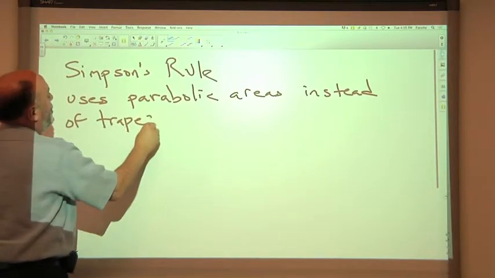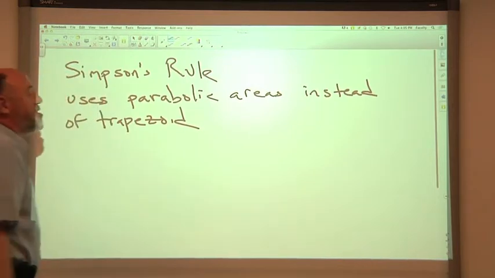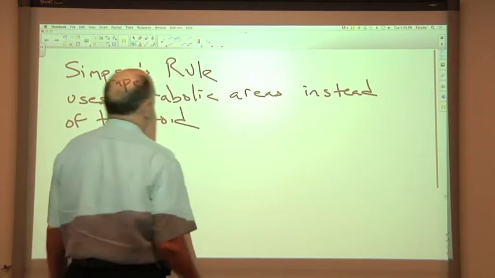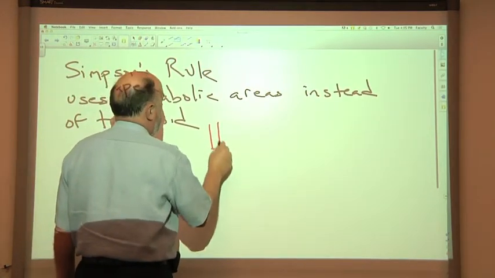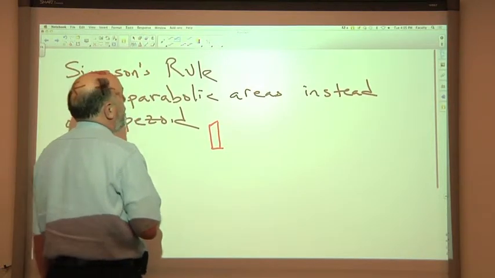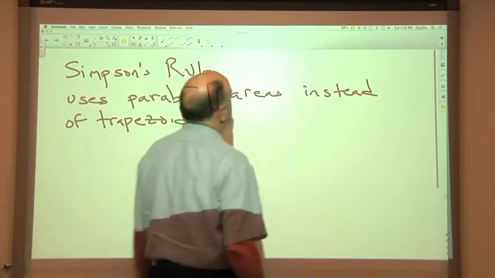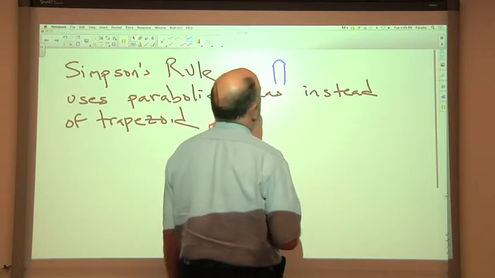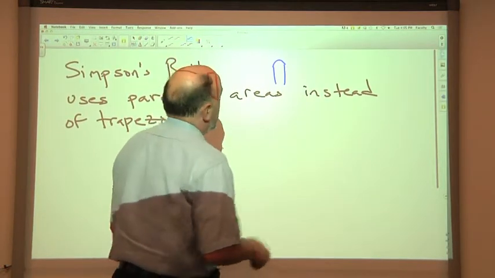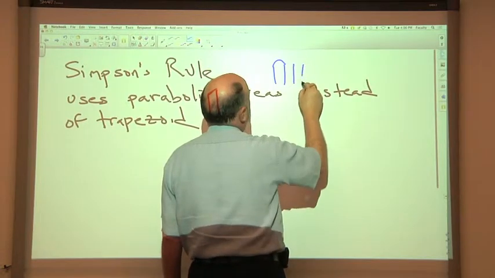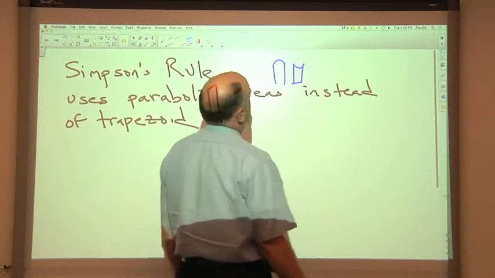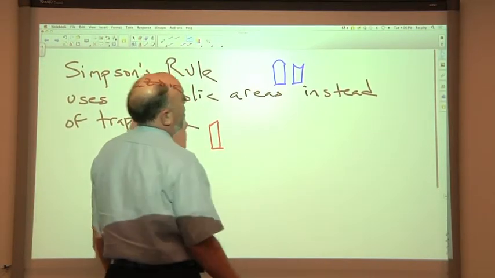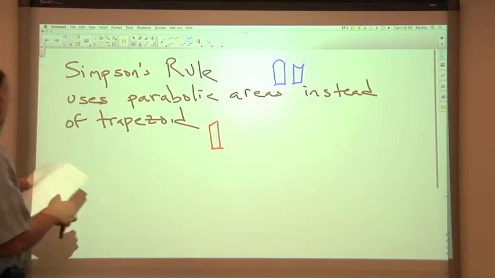And generally this will give you a better approximation because after all, the trapezoids we were using looked like this. They had that flat edge there. Whereas now our parabolic areas look something more like that. So they are curved, and you have a bunch of alternating parabolas looking like that. And so we can look at those areas and add them up.